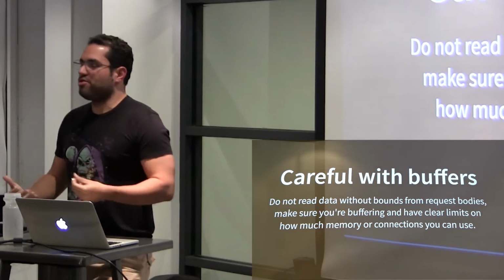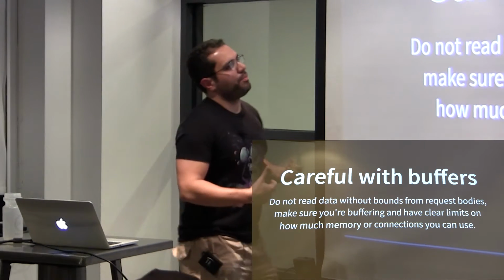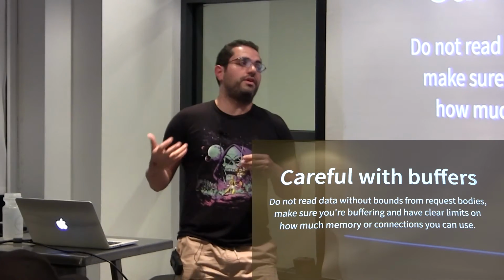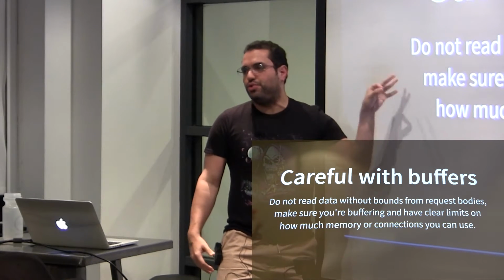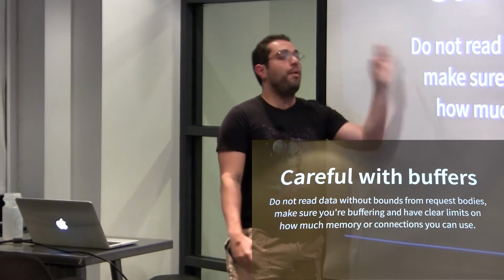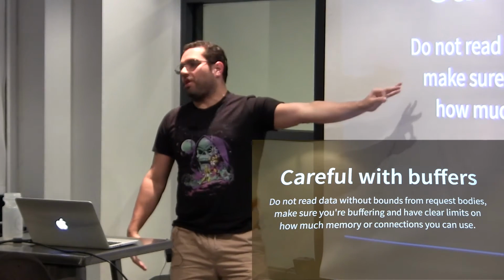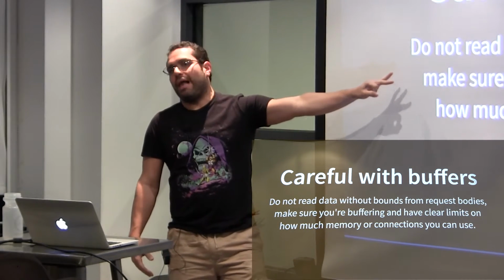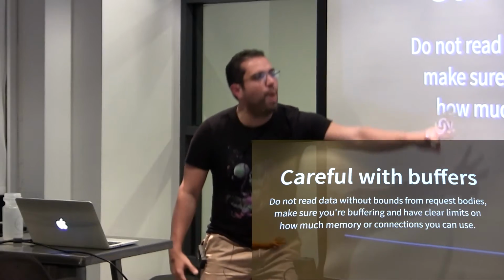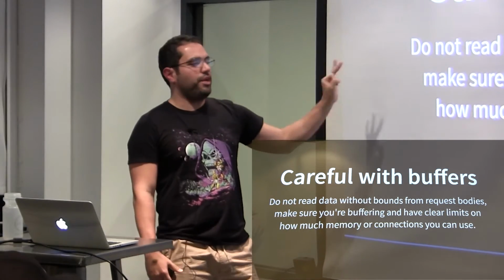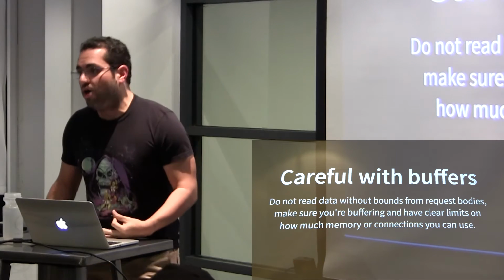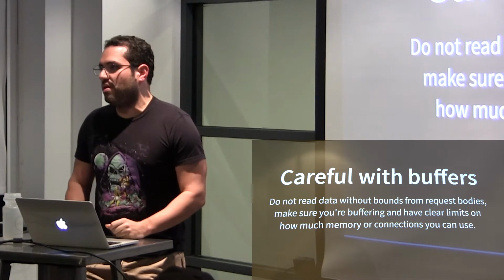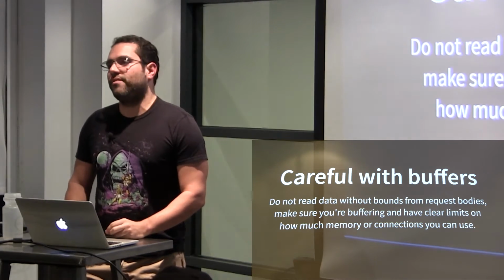So when you're building a proxy server, try as much as possible not to read data that you do not need to read. And if you're going to read data, make sure there's a limit on how much data you're going to allocate. Because if you're just reading all the request body whenever you get a request, someone who sends something really large could cause a denial of service on your server. You don't want something like this to happen.